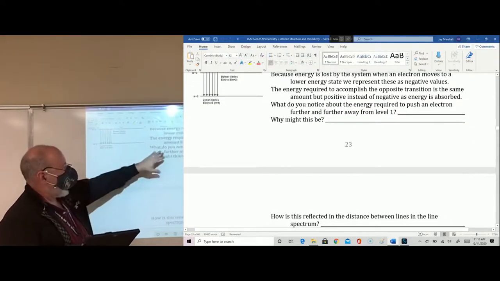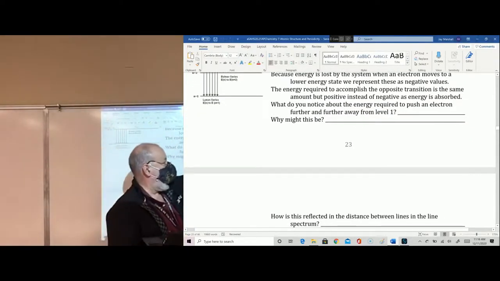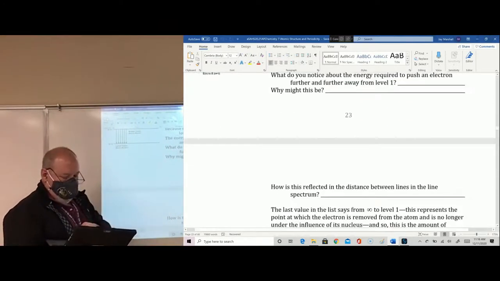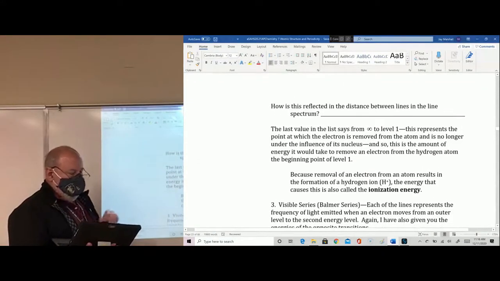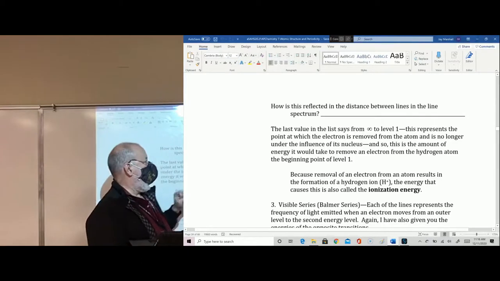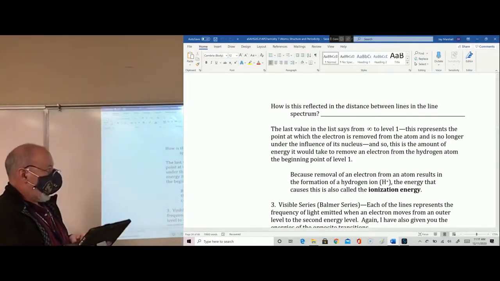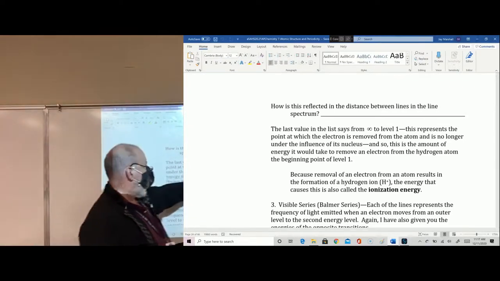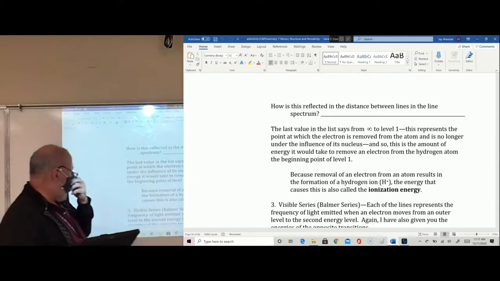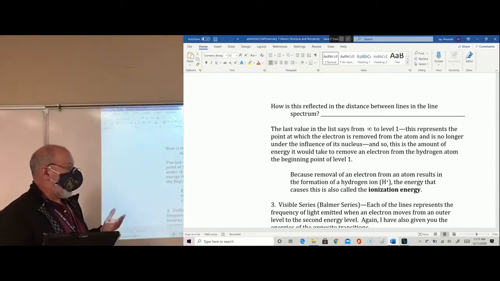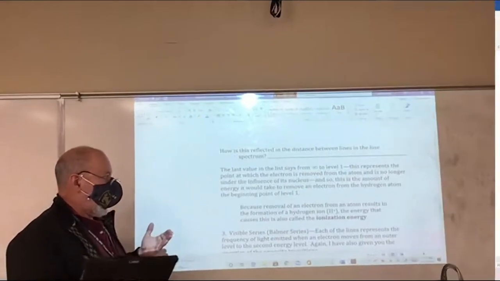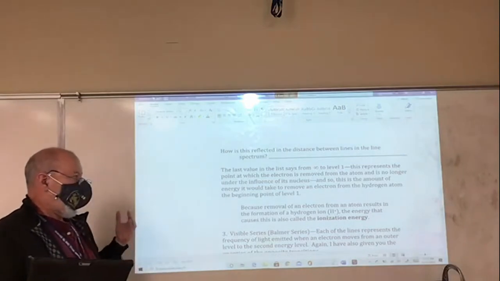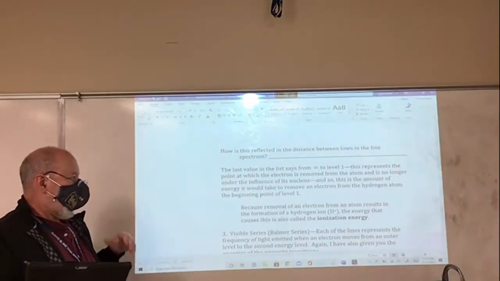We talked about, what do you notice about the energy required to push an electron further and further away from level 1? It got less and less, and we said that because it was farther away from the nucleus. And then how is this reflected in the distance between the lines in the spectrum? They got closer together. And that's kind of where we stopped, wasn't it? Okay. So the last value in the list says from infinity to level 1. This represents the point at which an electron is removed from the atom and is no longer under the influence of its nucleus. And so this is the amount of energy it would take to remove an electron from the hydrogen atom at the beginning point of level 1.